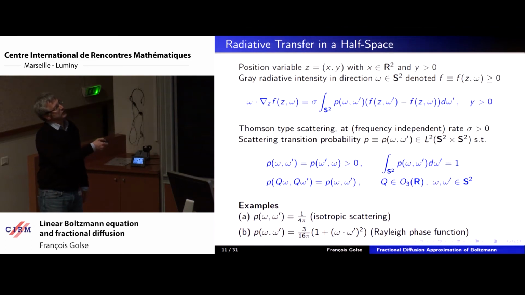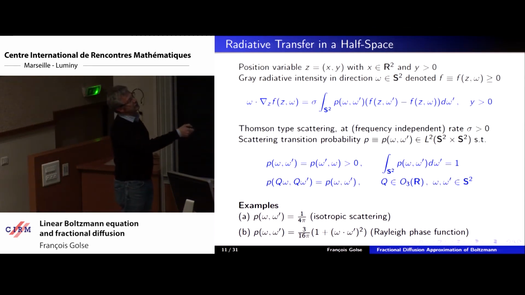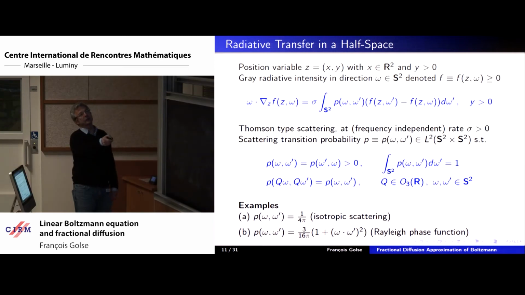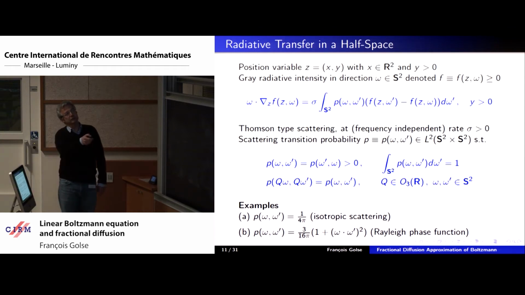And the radiative transfer equation is written here. So omega dot grad z of f of z, omega is equal to sigma times the integral of the scattering transition function p of omega, omega prime, times f of z, omega prime minus f of z, omega, d omega prime. And so you have this scattering rate, which is constant, frequency independent. It's a Thomson type scattering for free electrons.